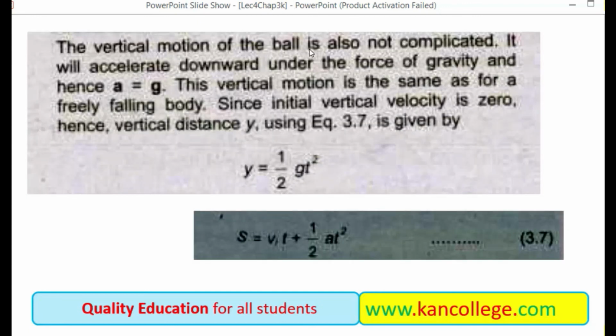The vertical motion of the ball is also not complicated. It will accelerate downward under the force of gravity, with acceleration a equal to g. This vertical motion is the same as for a freely falling body, since the initial velocity along the y-axis is 0, and hence the vertical distance, from the second equation of motion, is given by y equal to half g t squared, as the initial velocity is 0.